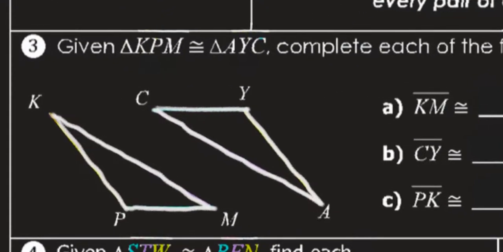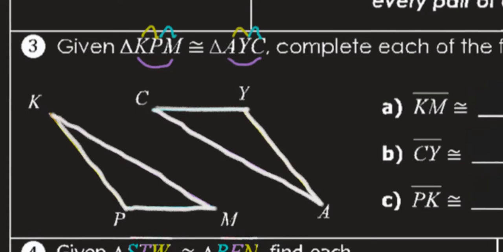Number 3. Given triangle KPM is congruent to triangle AYC, complete each of the following statements. I find that drawing smiley faces on my congruency statement makes this much easier. So we have KP corresponds to AY, PM corresponds to YC, and KM corresponds to AC.